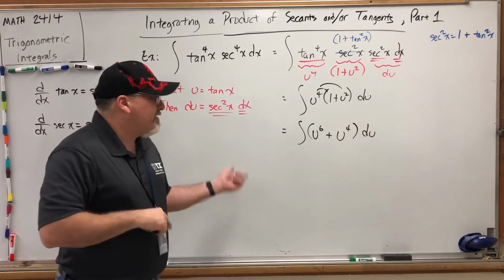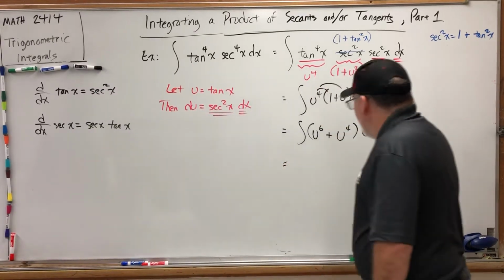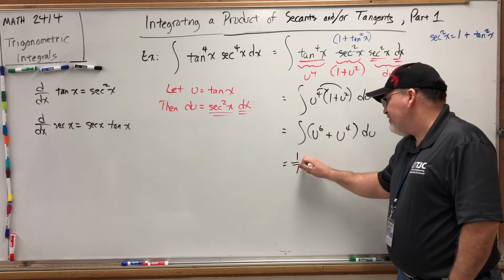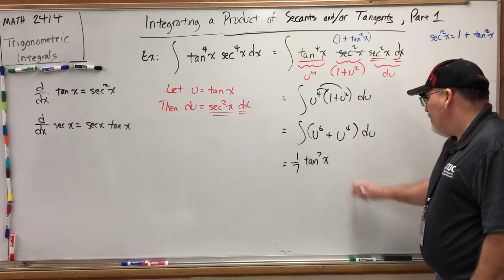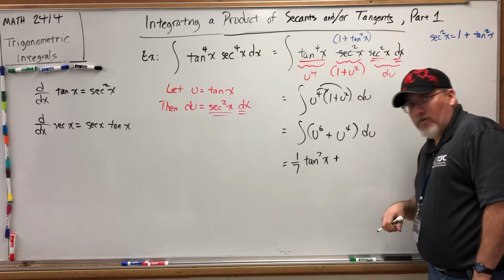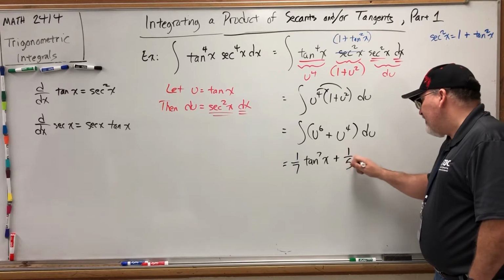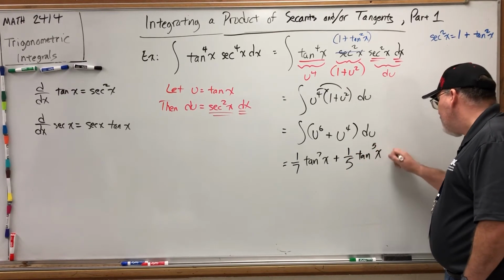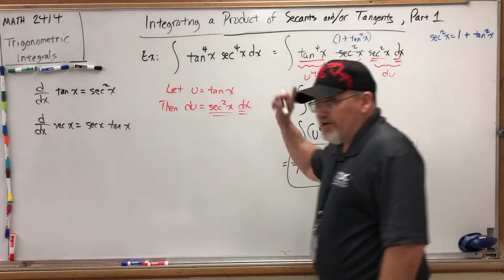So let's integrate it and change the u back to tangent. The integral of u to the 6th is 1/7 u to the 7th, so I will write 1/7 tangent to the 7th of x, since u is tangent, plus the integral of u to the 4th is 1/5 u to the 5th, but u is tangent of x, and so we'll write 1/5 tangent to the 5th of x, plus constant of integration, and it's over. Take the derivative, and I bet you can turn it back into that.